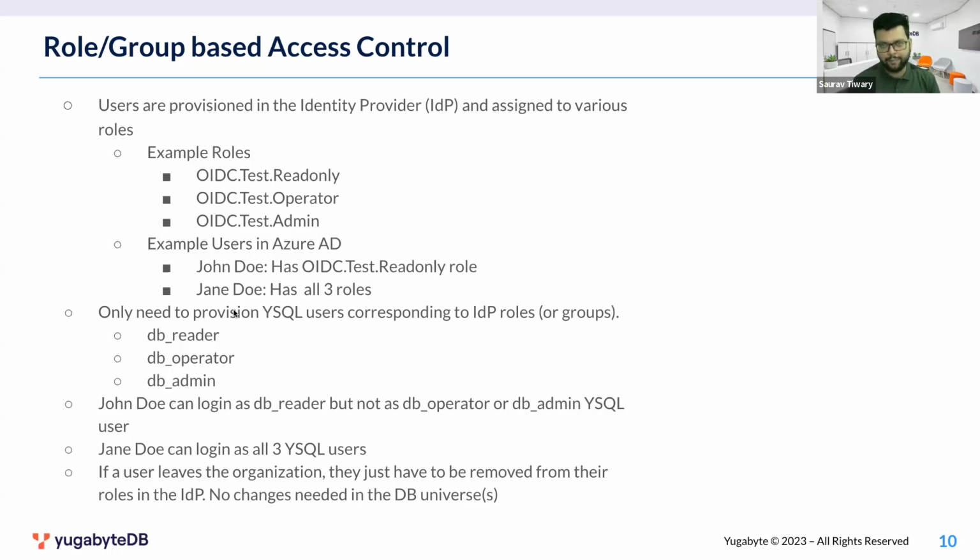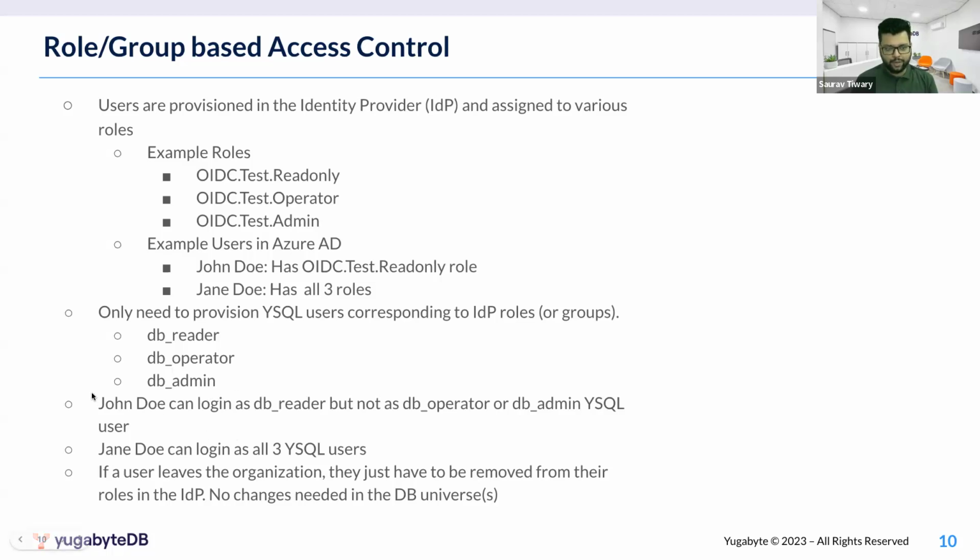So what ideally should happen is that in this use case, you would only need to provision the users for the roles that correspond to these roles. So you can create a database user that corresponds to the first role, read only, and let's call it DB reader. The second one, same DB operator, and the third one, DB admin.